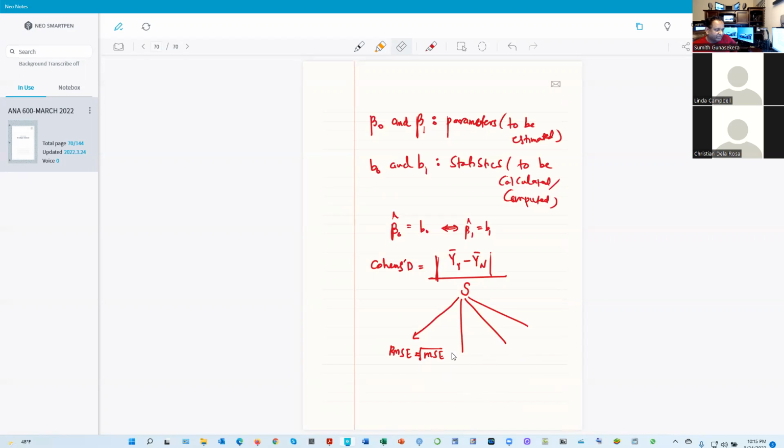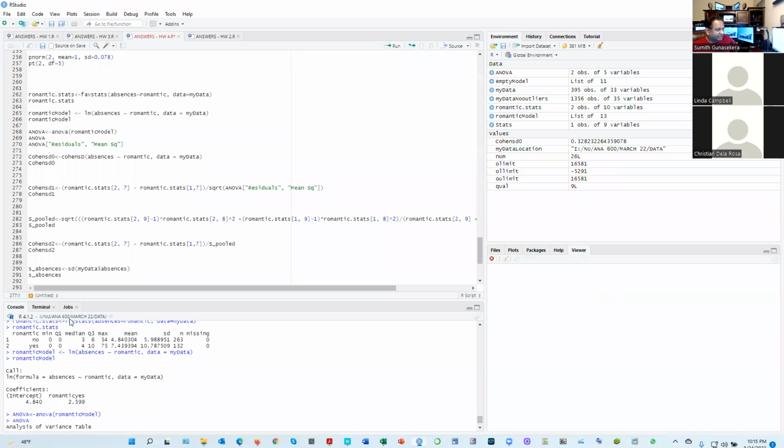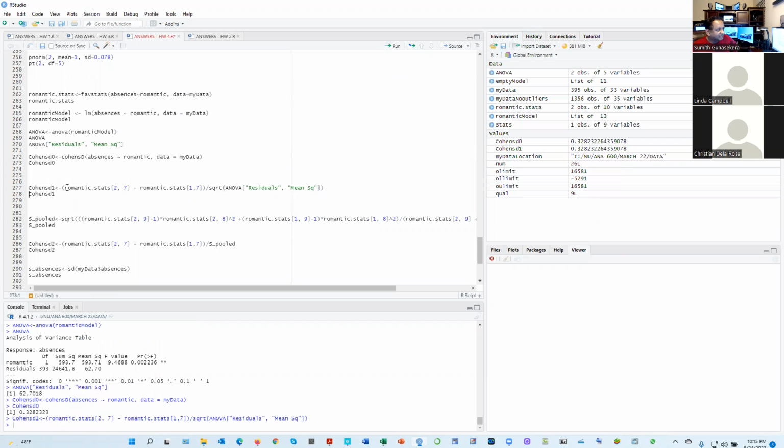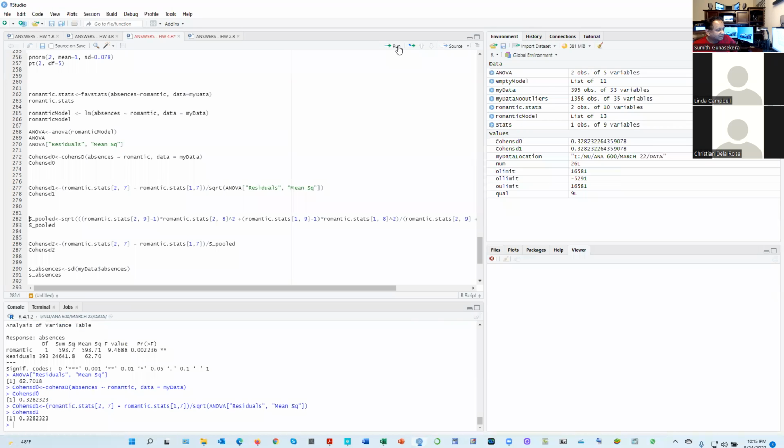If I'm going to use the root mean squared error, that's why I was trying to get the mean squared error here. I got the mean squared error, whatever I call this one, this is the mean square. Take the square root of that. Then the other one uses the other formula.